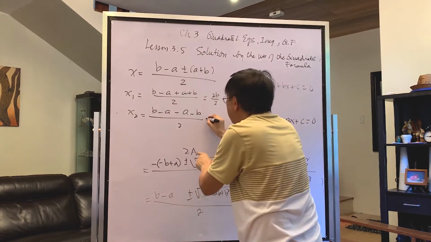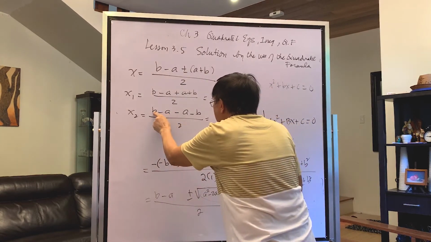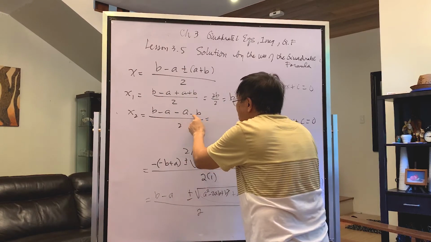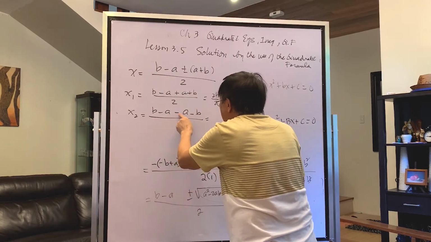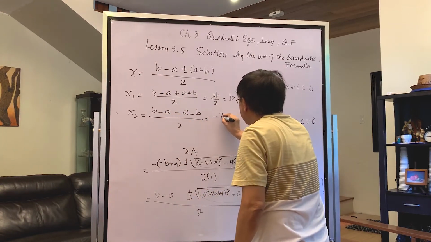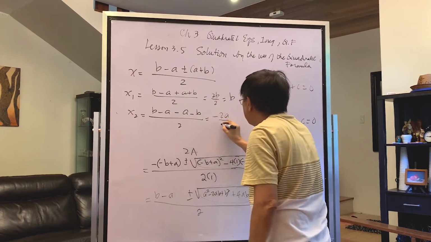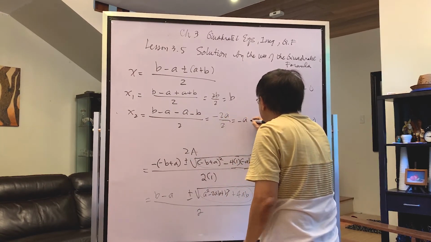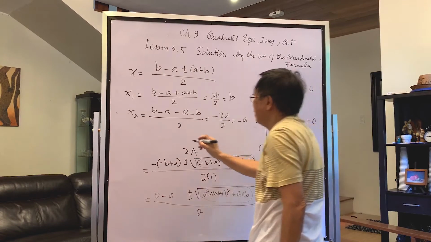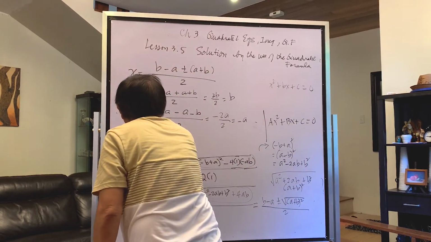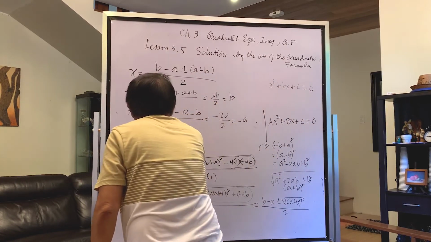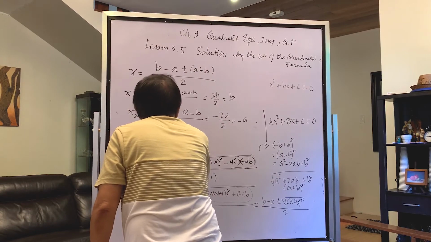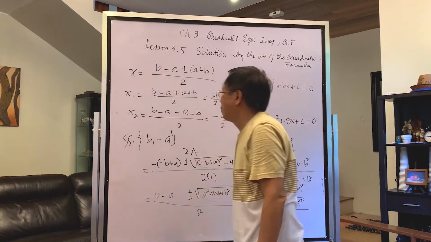On the other hand, b and minus b is 0. Minus a and minus a will give me minus 2a. But this one is over 2, we get a negative a. Hence, my solution to the given equation will be b or negative a.